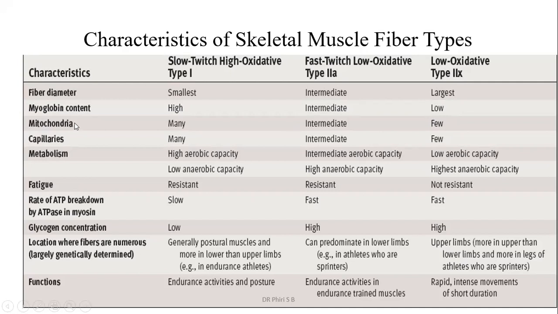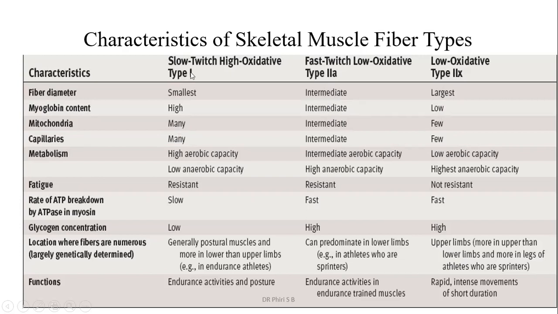Mitochondria, whether you have less or more: the slow twitch or type 1 will have more mitochondria because you need ATP, and in the mitochondria is where you need oxygen. So you find that they will have more mitochondria. The type 2A is intermediate, so they will contain a bit of mitochondria. Then the type 2B will have very few mitochondria.